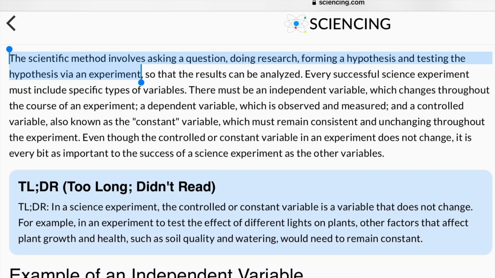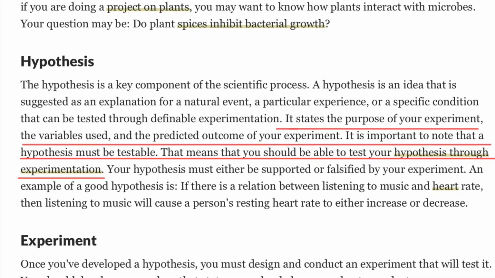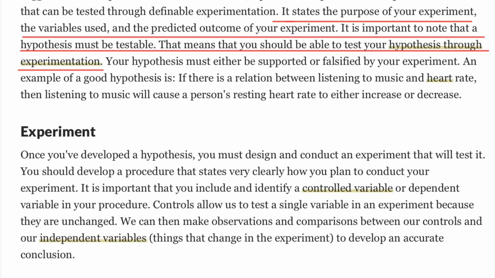What about from sciencing.com? The scientific method involves asking a question, doing research, forming a hypothesis, and testing the hypothesis via experiment. And if you still don't like that, from ThoughtCo, it is important to note that a hypothesis must be testable. That means you should be able to test your hypothesis through experimentation. And then in the experiment, once you've developed a hypothesis, you must design and conduct an experiment that will test it. Is this guy completely scientifically illiterate?